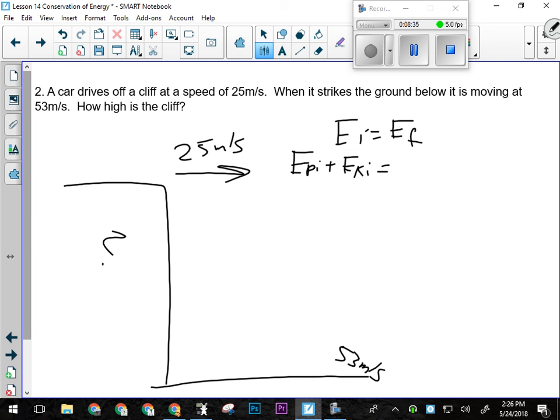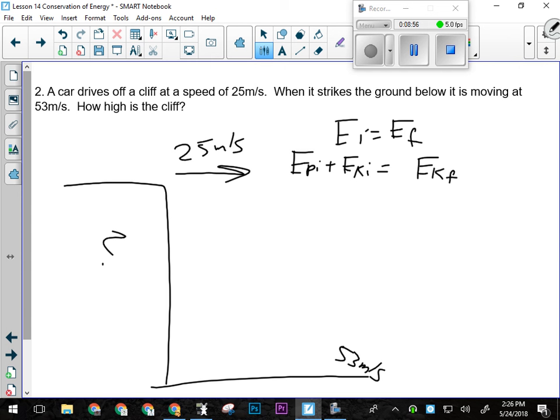What about at the end? You only have kinetic. There can't be any potential because you're at ground level now. You can't fall any further than that, unless you dig a hole and jump in it, which we're not doing. Ground level is as far as we can fall. So we're going to have EI equals EKF.